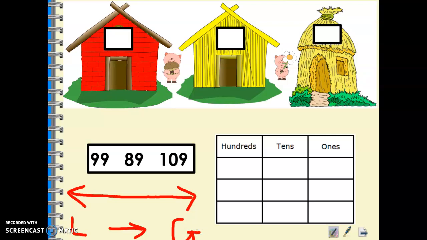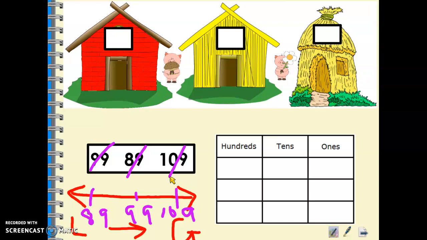Okay, so let's look at our numbers. We have the number 99, 89, 109. So what is our least on there? If you said 89, you are correct. Our greatest is 109. So 99 is somewhere in between there. So our numbers in order are from 89, 99, 109.